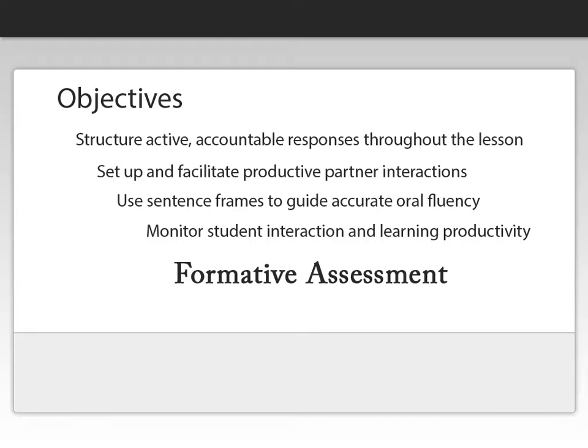We will suggest some strategies for monitoring student interaction. This is an excellent formative assessment tool, as when you monitor student interactions, you will note where there is mastery of learning, where instruction needs to be modified, and for whom and how that modification must happen.